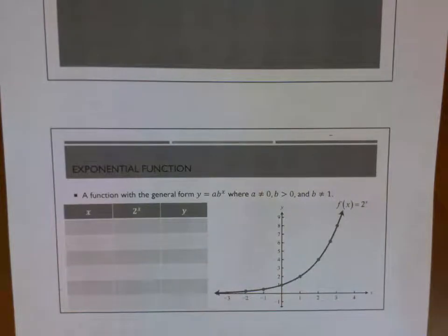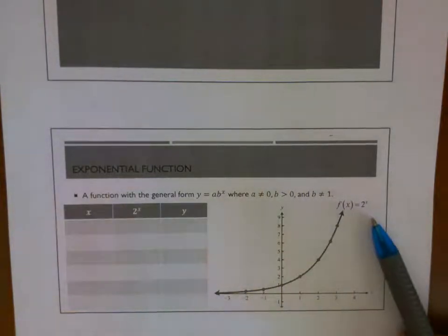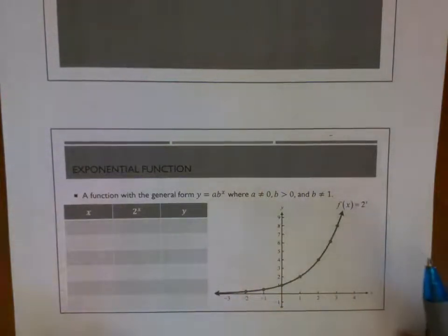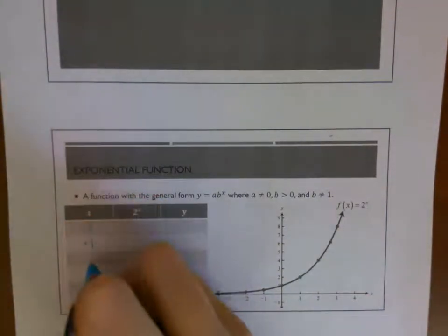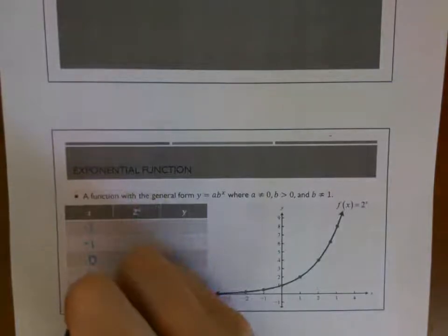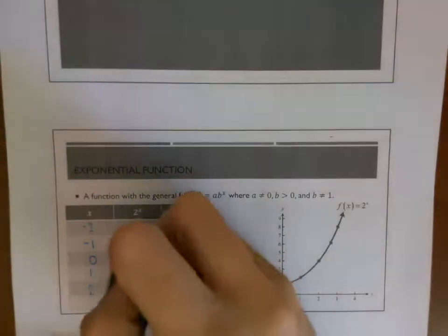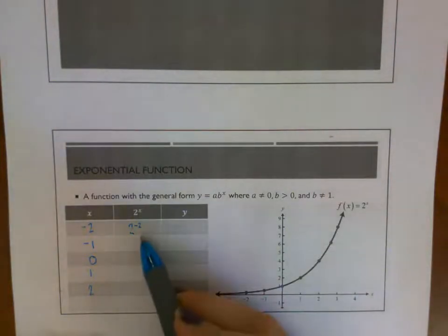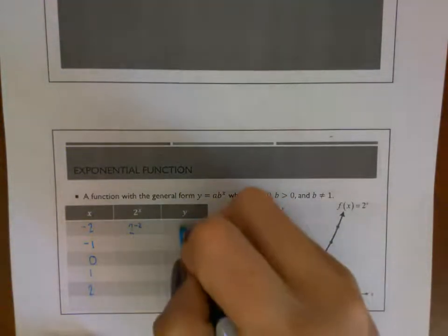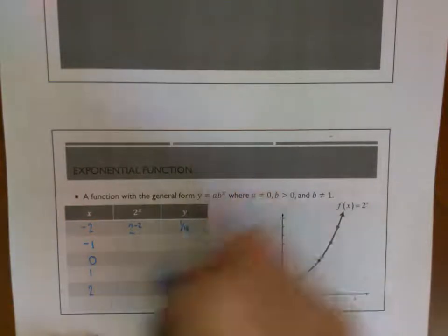So let's use this equation of y equals 2 to the x. And let's look at what happens if we plug in some test values: -2, -1, 0, 1, and 2. So if I have 2 to the -2, remember what happens with a negative exponent? A negative exponent means that we do the reciprocal of 2 squared. 2 squared would be 4, but then the negative sign means do the reciprocal. So instead of 4, we'll have 1 over 4.